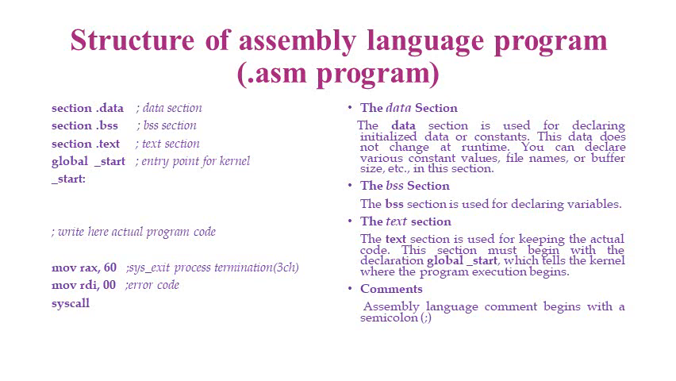Then at this place we have to write the actual code of the program, and at last again we have mov rax, 60, mov rdi, 00, and syscall. So this is the system exit system call, and it is used for process termination. In assembly language programming, for comment we have to use semicolon.